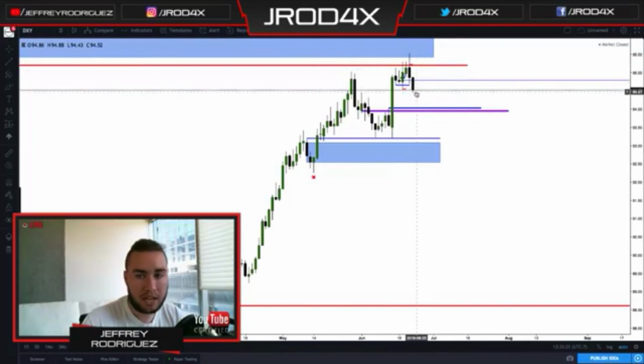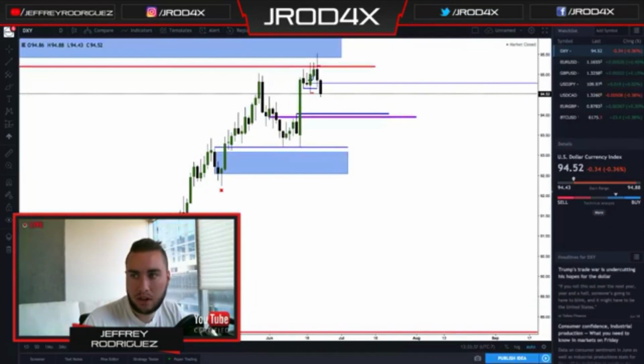Overall, I don't see that happening until we get to this level, though. I need to see what happens at this level in terms of a higher dollar index. But going into the week, I'm already expecting weakness because of the price action we have here so far. So if we go ahead and move over to euro dollar now.